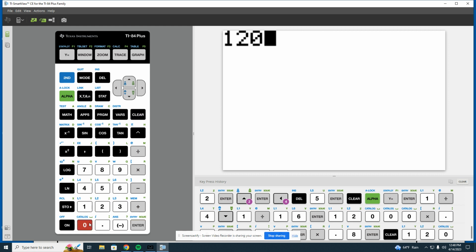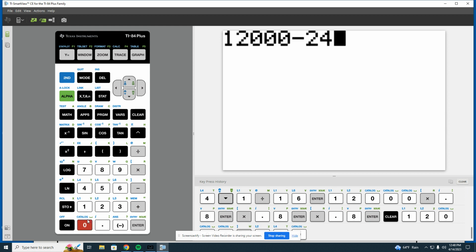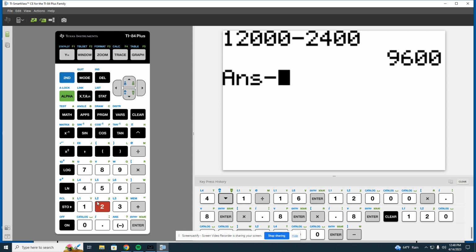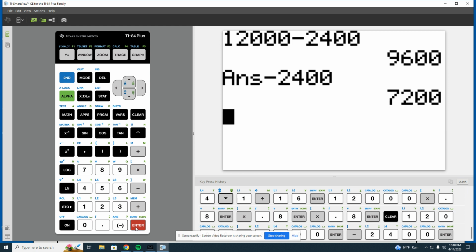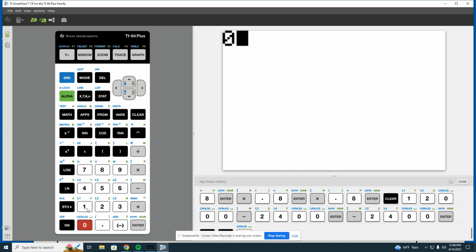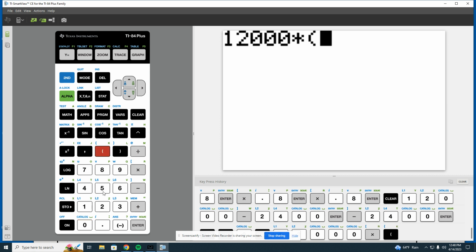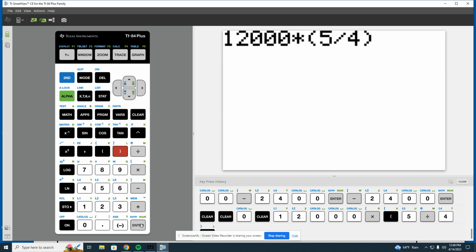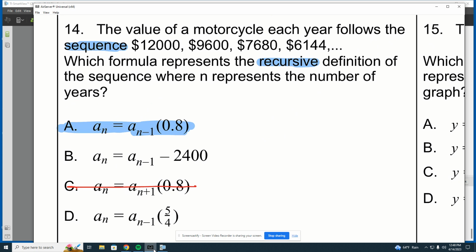If I took 12,000 and I subtracted 2,400, like B says, does it give me the next value? So let's do it again. Minus 2,400. Does it give me the next value? So we disproved B. The last one left is D. Let's take 12,000 and let's multiply it by 5/4. Does it equal the next value, 9,600? So we disproved that one really quickly. So the only thing it could possibly follow is A. It's multiplying the previous term by 0.8.